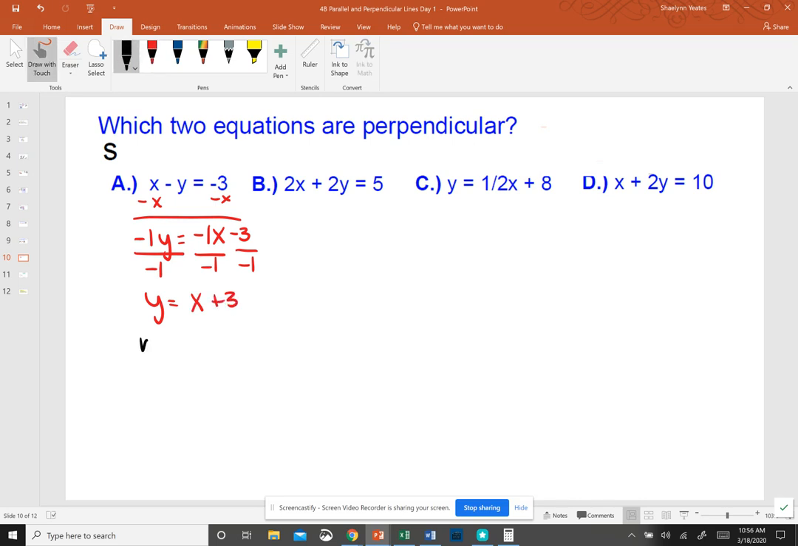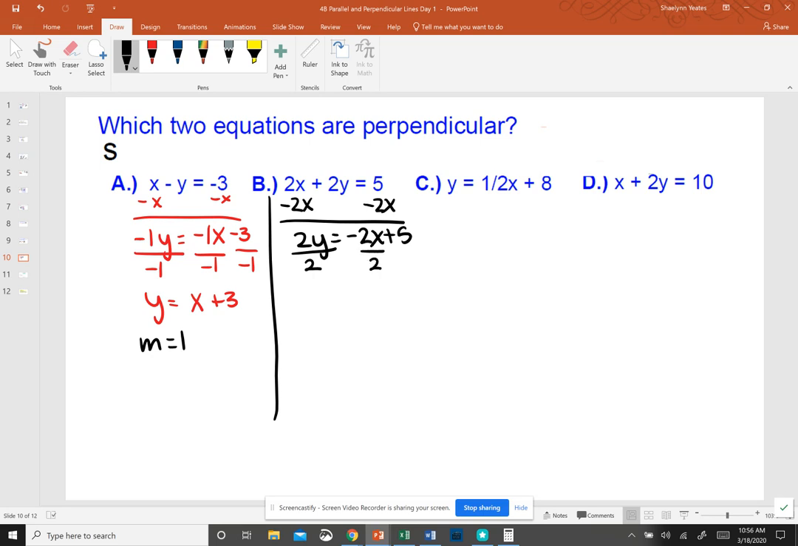So this right now has a slope of 1. All right, let's take a look at b. The first thing I would do is subtract 2x from both sides. So I have 2y equals negative 2x plus 5. Now I want to divide everything by 2, and I have y equals negative 2 divided by 2, which is negative 1, x plus 5 halves. So my slope here is negative 1.